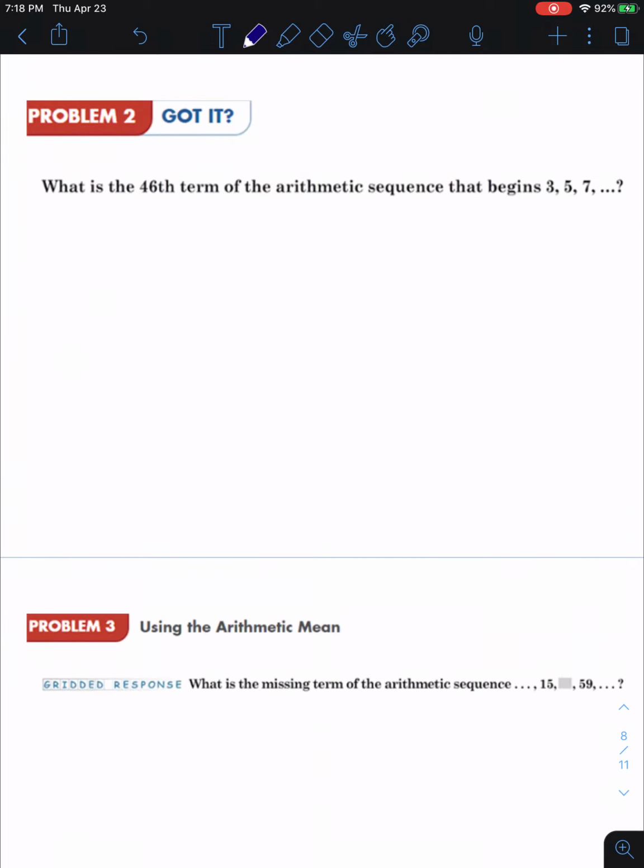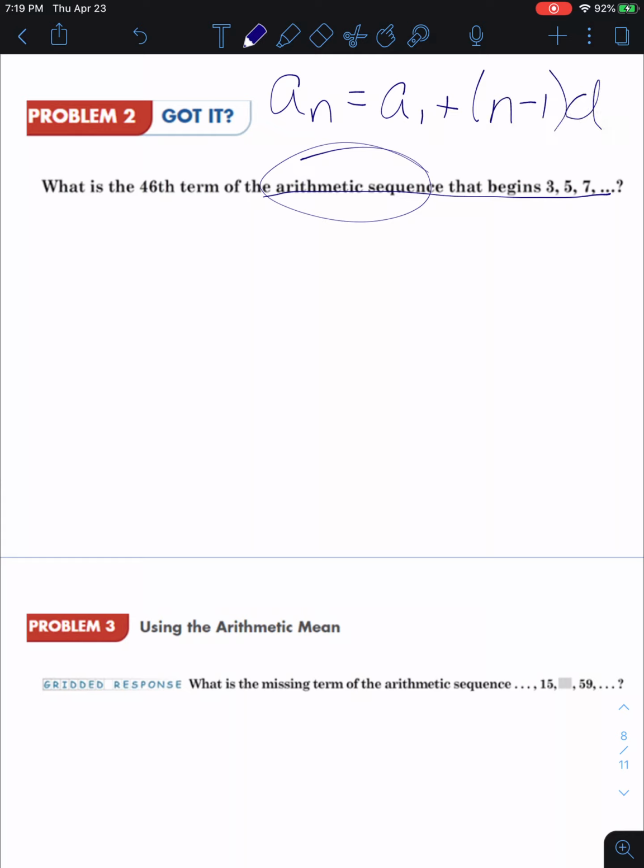All right, now what's the 46th term? We're going to wind it up with this. The 46th term of the arithmetic sequence. We've got to go through all that stuff again, though. It is arithmetic, so I am using a sub n equals a sub 1 plus n minus 1 times d formula. And remember, a sub 1 is the first term. Well, the first term here is 3. My common difference: 5 minus 3 is 2, 7 minus 5 is 2, so my common difference, d, is 2. We're looking for the 46th term, so in this case, n is 46.